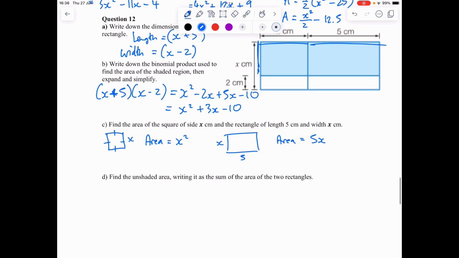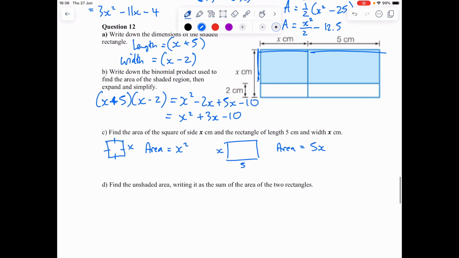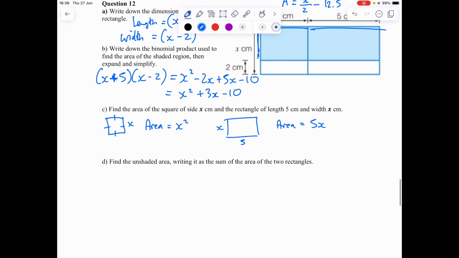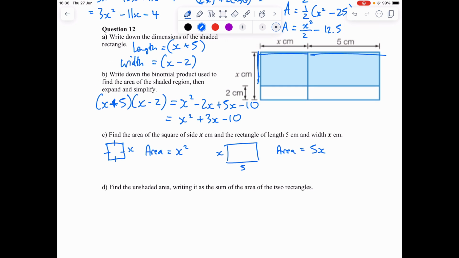Find the unshaded area, writing it as the sum of the area of the 2 rectangles. The unshaded area, what's that? It's 2, x. This is 5. And this is 2. So rectangle 1 is 2 times x, which is 2x, plus the area of the right rectangle is 5 times 2 is 10.